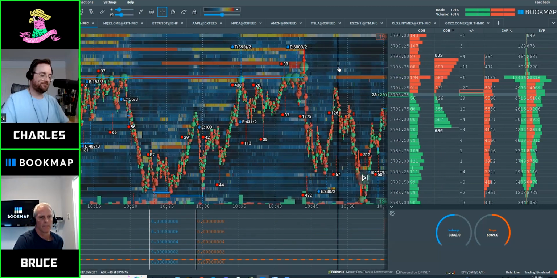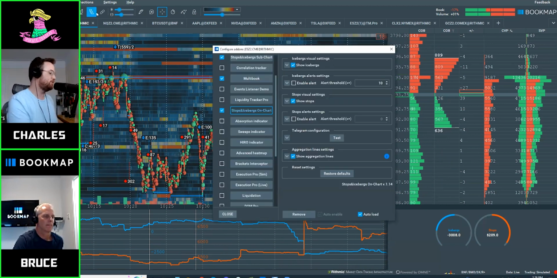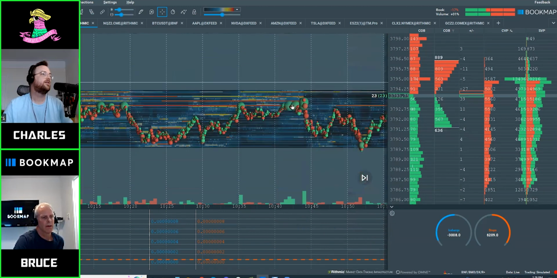All right, let's move on. Can you explain the difference between shorter term high liquidity and longer term high liquidity, and how to tell the difference between those participants? Okay, this is a great question.